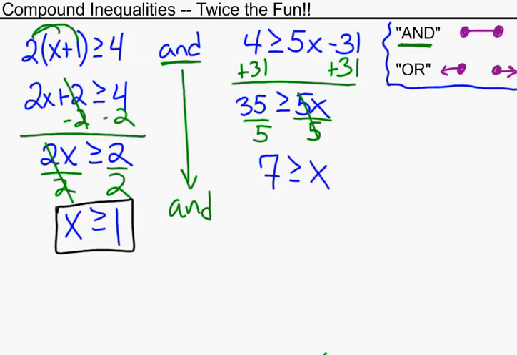So my numbers were bigger than 1, and they have to be less than 7. Or it could be equal to either of those two values, 1 or 7. So those are the stipulations on the different values that make my compound inequality true.